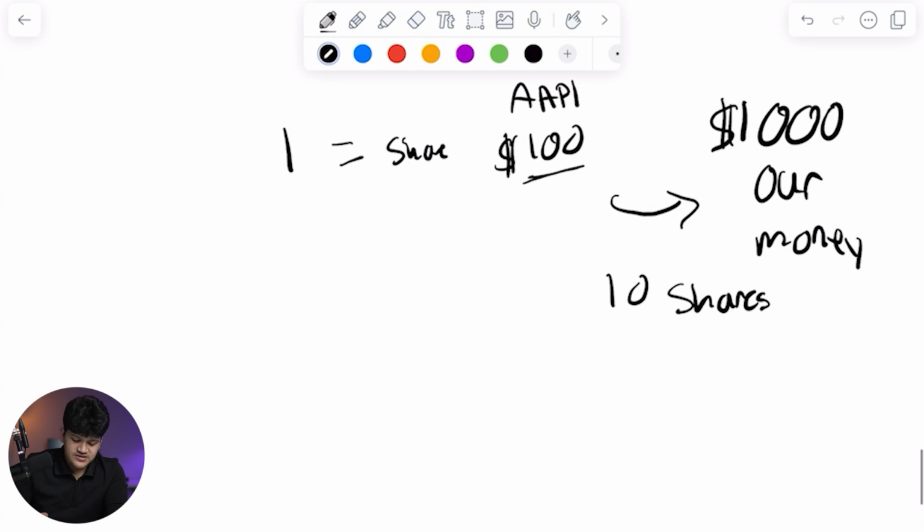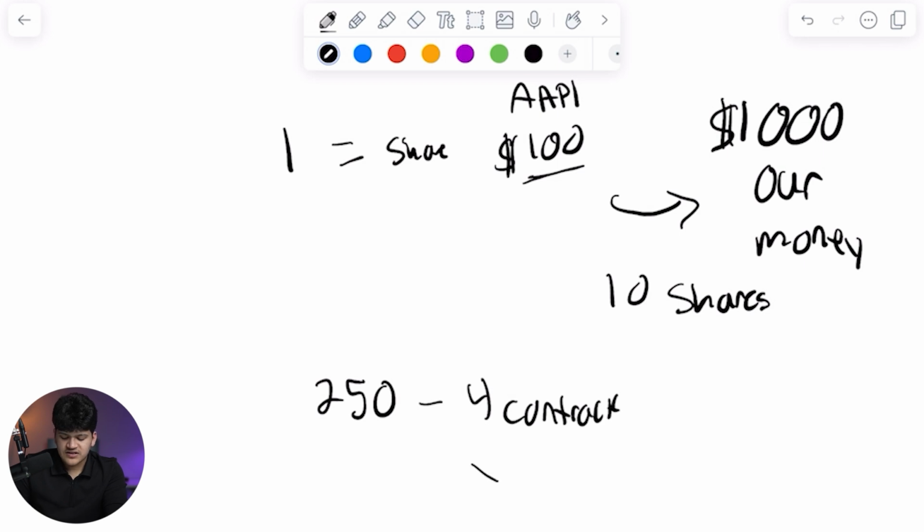Now, with the same thing with options, let's do our $1,000. If each option contract costs me $250, how many can I buy? I can buy 4 contracts. And that's 400 shares that I am able to trade.